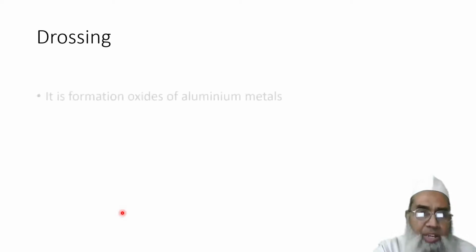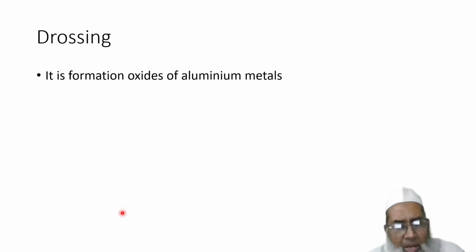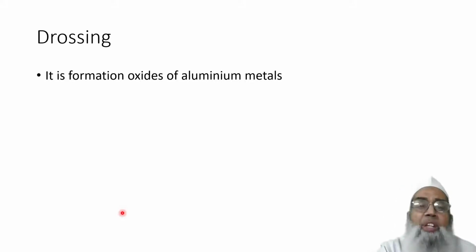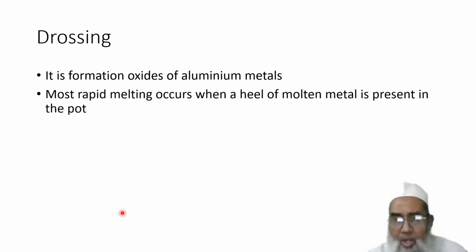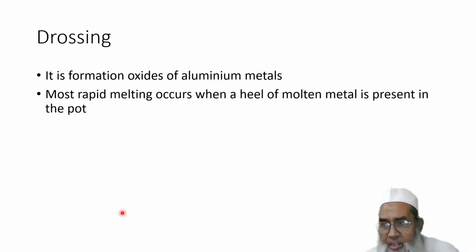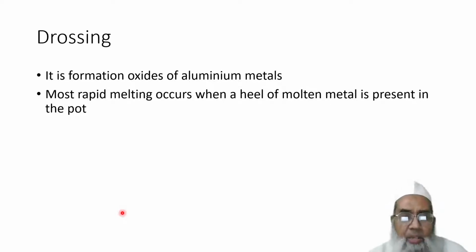but if they are silicon carbide or clay graphite parts, there is no chance of iron pickup. Now, drossing. Basically, drossing is the oxidation of aluminium metal, because it oxidizes when in contact with an environment having oxygen, and that is known as drossing.